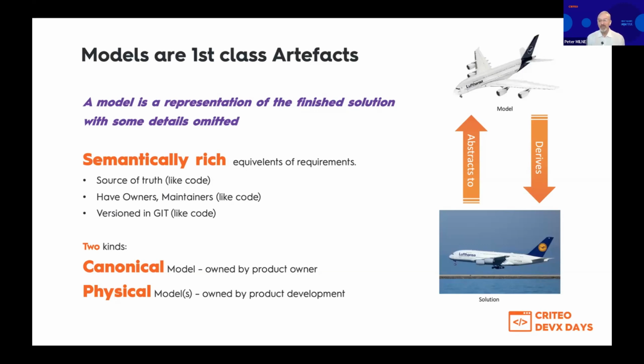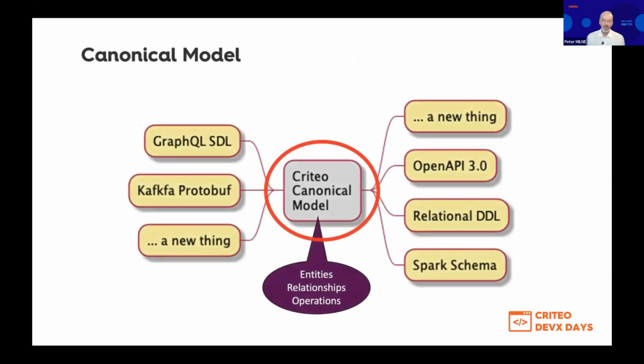There are two kinds of models. There's a canonical model and a physical model or a logical model, and I'll explain what these are. So the canonical model in the red circle in the center defines the entities and structures and relationships and operations. So in the case of ad tech, we have campaigns and line items, and we have buyers and sellers, and we have accounts, and we have brands, and we have advertisers, and we have creatives. All of these things are entities that are related to each other in some way.